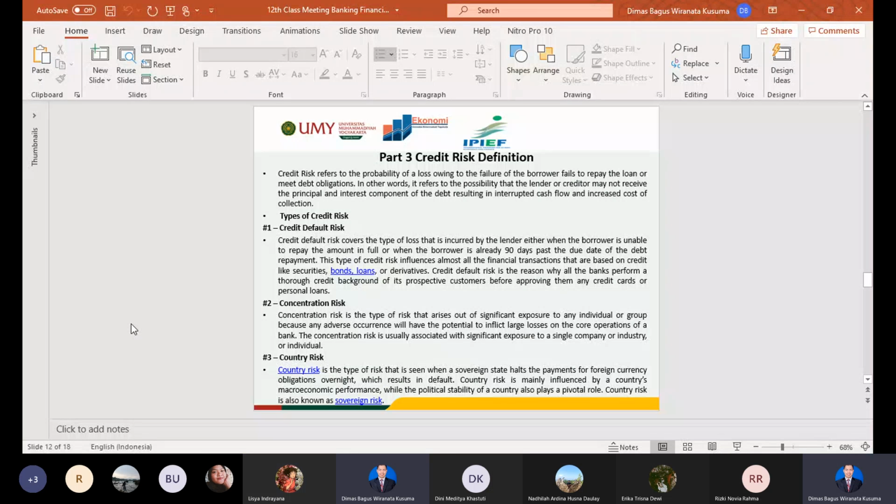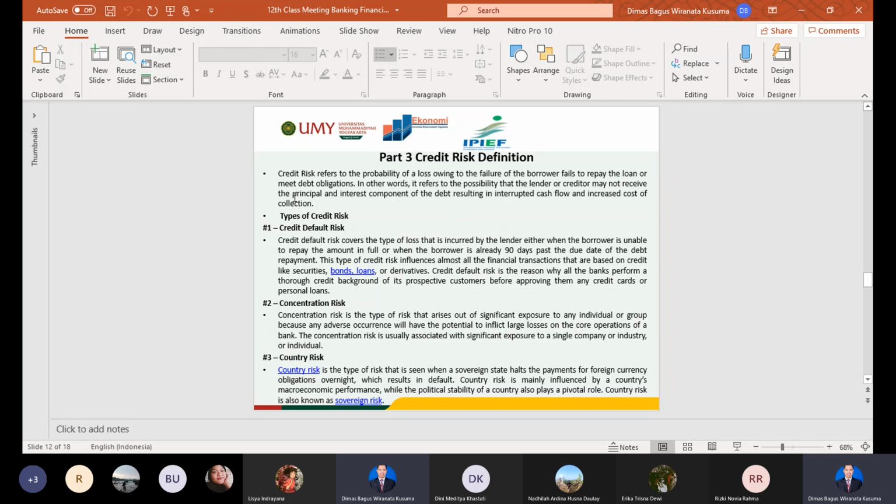Okay, the next one. I just want to summarize and recall what you have learned in the previous meetings. We go to the third part, about credit risk and definitions. Basically, credit risk is part of liquidity risk, actually, because credit risk is the condition whereby the parties are not able to fulfill the financial obligations. So it is the failure of the borrowers to repay the loan or meet debt obligations on time.